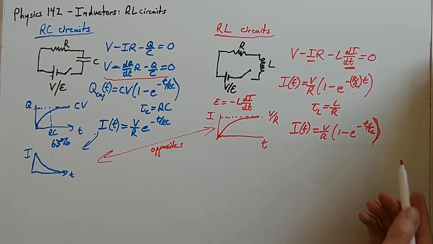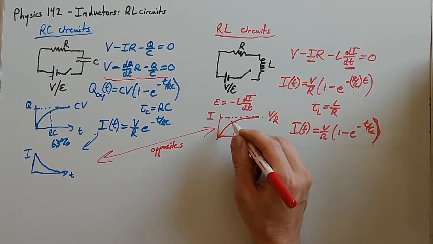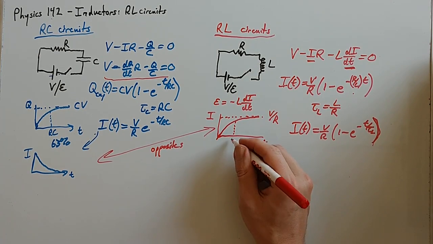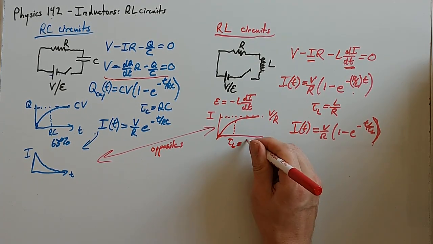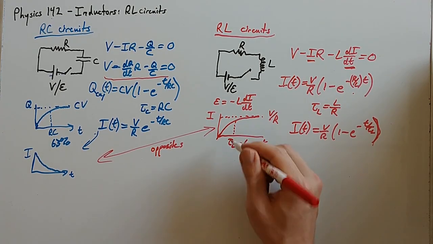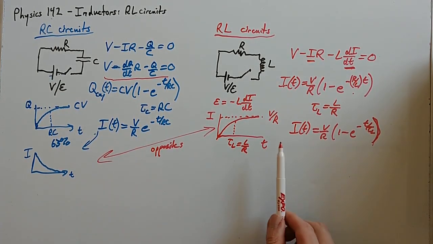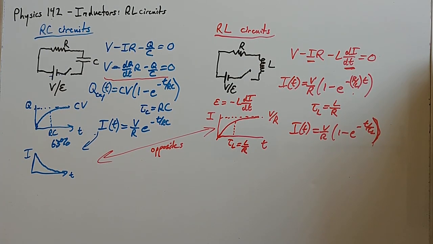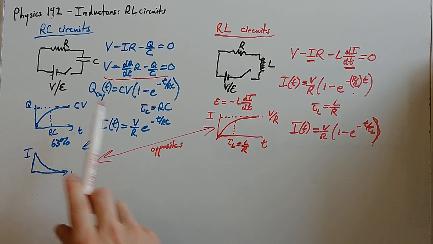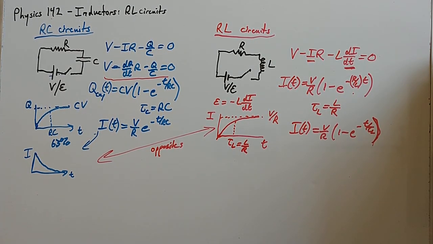So this tau L, again, is when your current flow is up to about 63%. So after tau L, which is L over R, that's when you're going to have 63% of your current flow. So I think it's pretty cool. The math is kind of similar, but the end result is basically the exact opposite, in that you end up with these capacitors and inductors acting sort of as opposites.